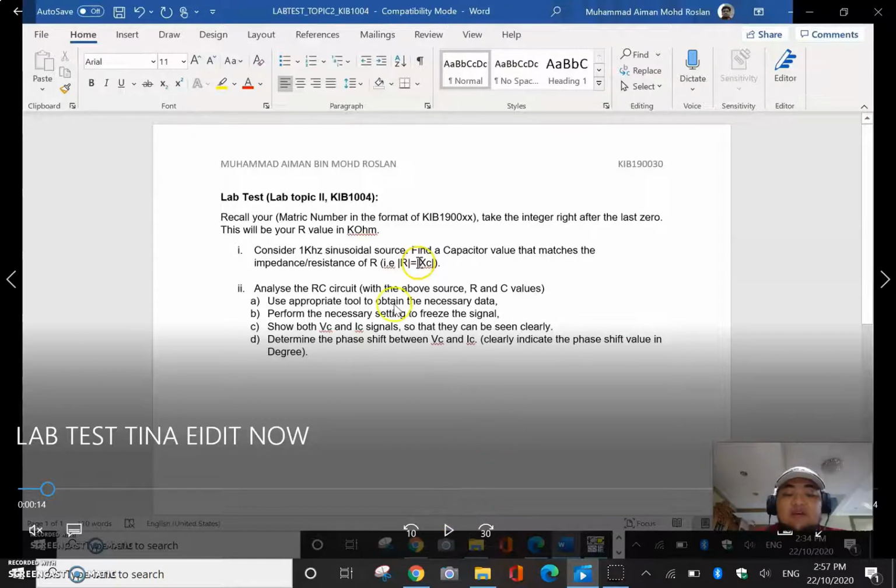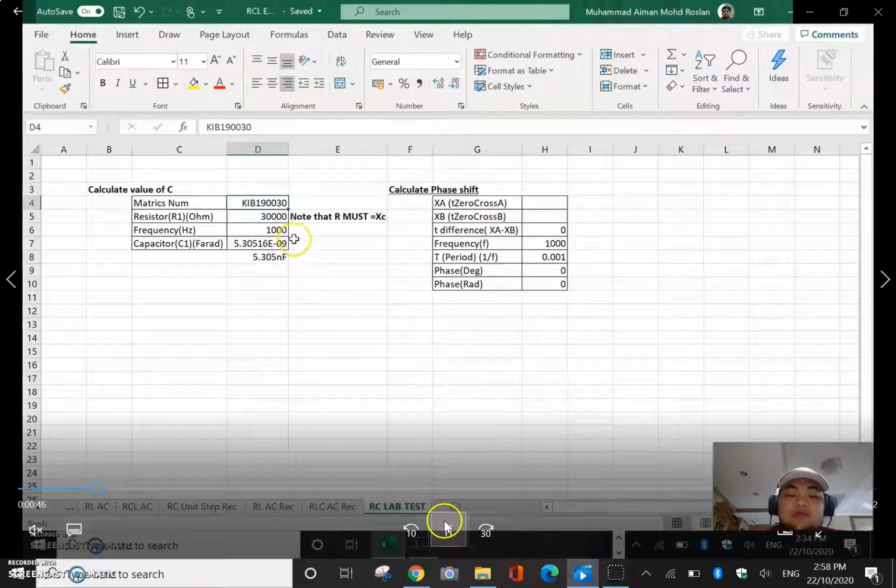Now we will be using an AC source, which is a sinusoidal source with a frequency of 1 kHz, which is given. However, for the resistor value, we'll be using the integers of our matrix number, which is 30, multiplied by kilo ohm. So we have 30,000 ohm, and we need to find the capacitor value, whereby the value of XC is equal to R. So we will go to the Excel so we can calculate the value of the capacitor.